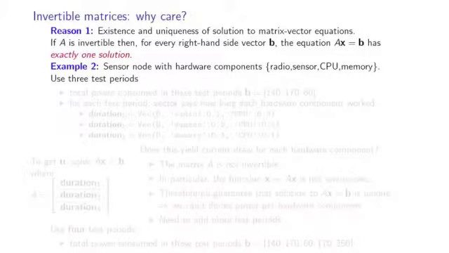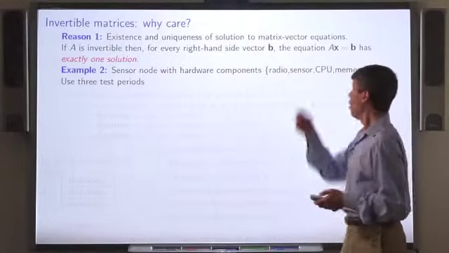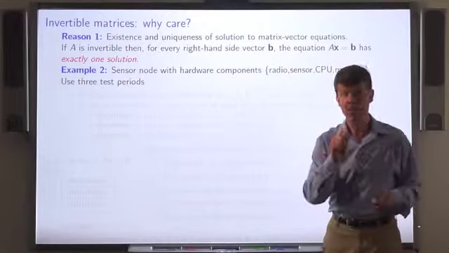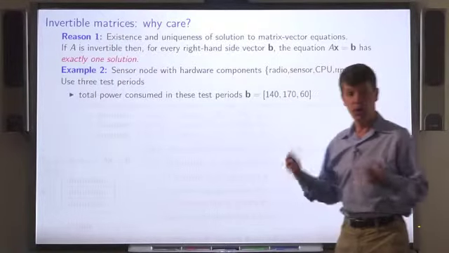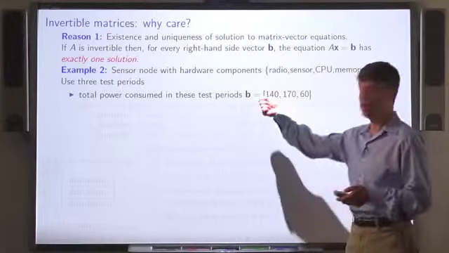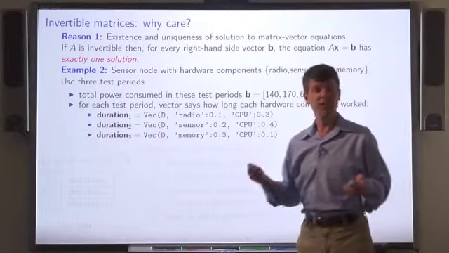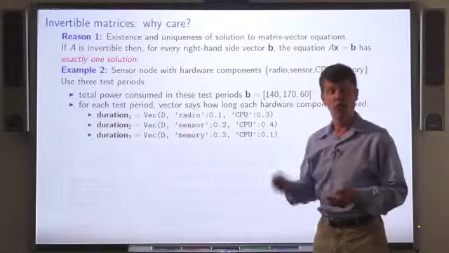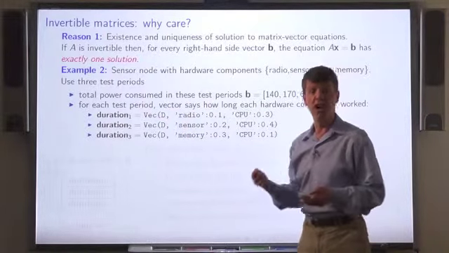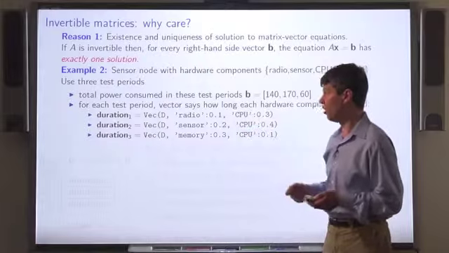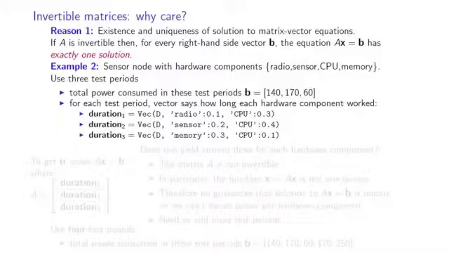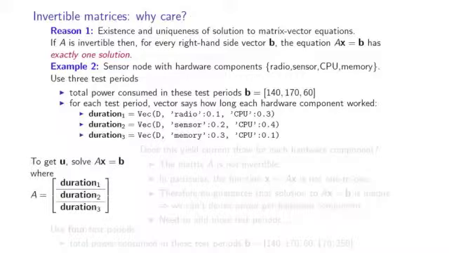The sensor node problem gives us another example. Remember that we're trying to find a current draw for each of 4 hardware components. And let's say we use 3 test periods. We record the total power consumed in each of those test periods in a vector b. And for each test period, we have a vector specifying for that test period what proportion of the time each hardware component is on. Now, to find the vector giving the current draws for each component, we want to solve a matrix vector equation Ax equals b, where A is a matrix whose rows are these duration vectors.